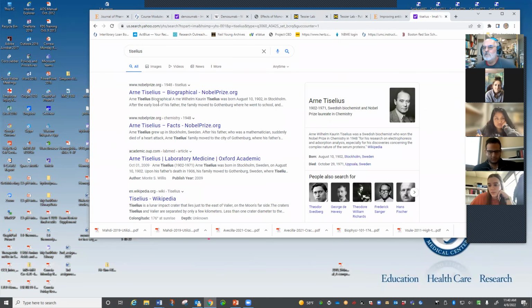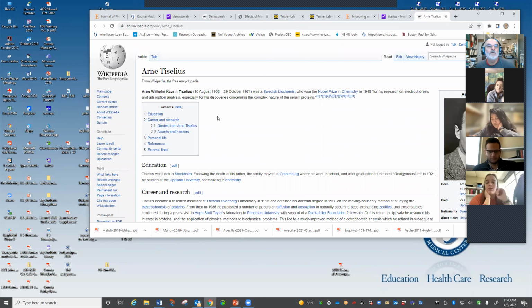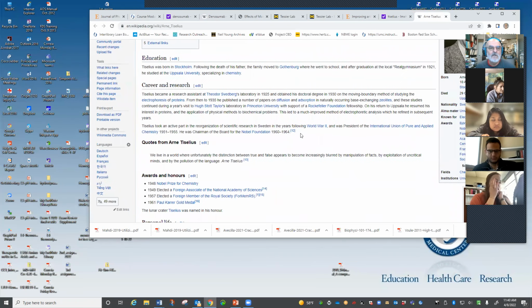If you Google Tiselius, his name is Arne. I told you he was Swedish. I think I told you that much. What I didn't tell you is this guy actually won the Nobel Prize. He got the Nobel Prize in 1946 for his research on electrophoresis and some other things, but really he was the guy who invented electrophoresis.